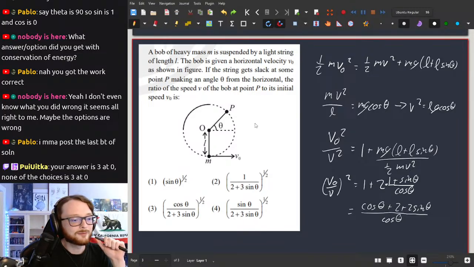Why do we care about theta equals 0? It should work for theta equals 0, and the other choice is 3 at 0. Your answer is 3 at 0, none of the choices... Okay, yeah, there. Sorry, Pablo, I didn't understand what you were saying at first. So yeah, Pablo, ChatGPT can do things right sometimes, but you shouldn't think it's fact.